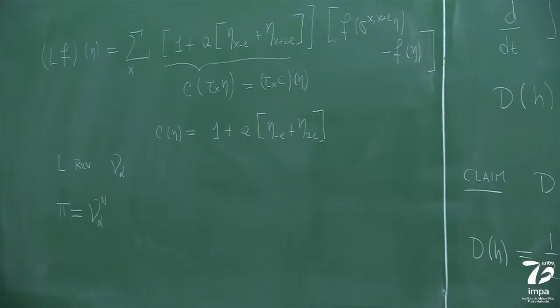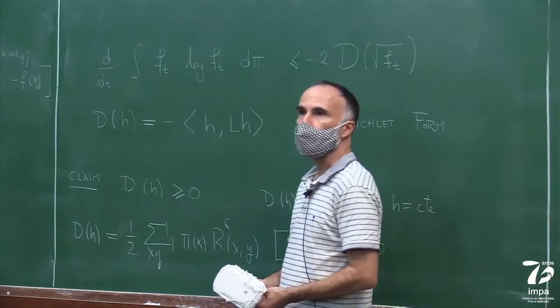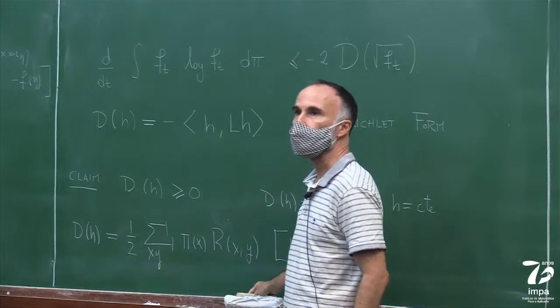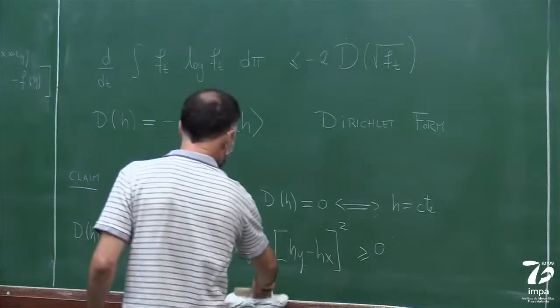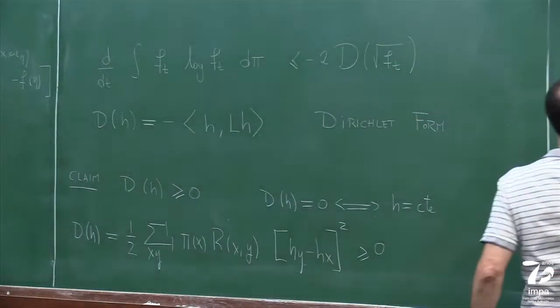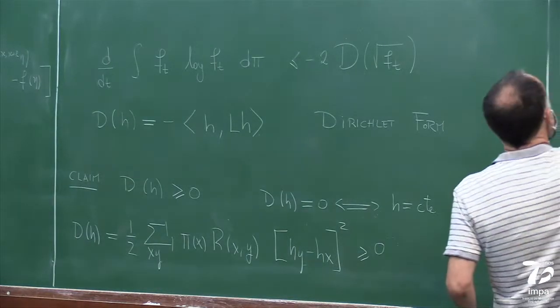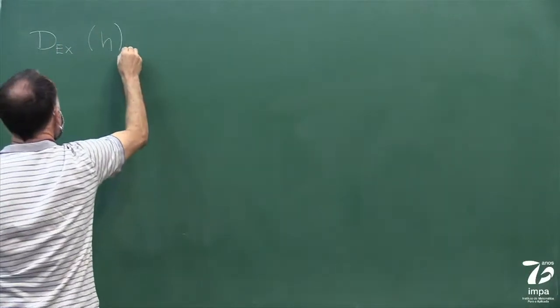Here is the formula for the Dirichlet form. Since the process is reversible, this means that the symmetric piece is equal to R. Okay. So let me compute, in the case of the exclusion, the Dirichlet form of function h.